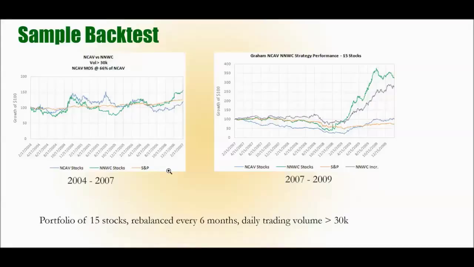So they'd pick the best 15 stocks with a net working capital under 1, the lowest 15, that also had a trading volume of at least 30,000 shares per day, and they rebalance that every 6 months. So you're holding on to these stocks for 6 months, and it was over a 3-year period of time, from 2004 to 2007. And then in this chart, 2007 to 2009.